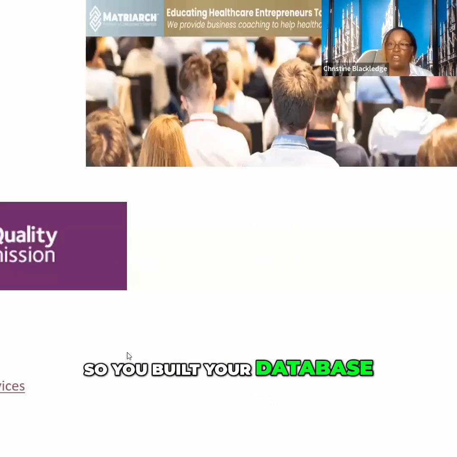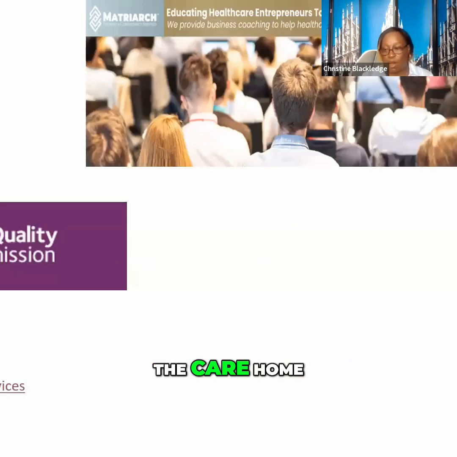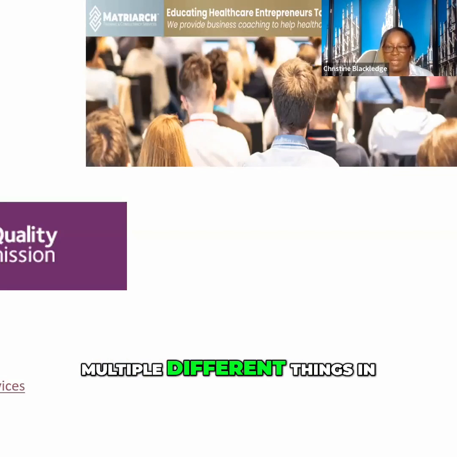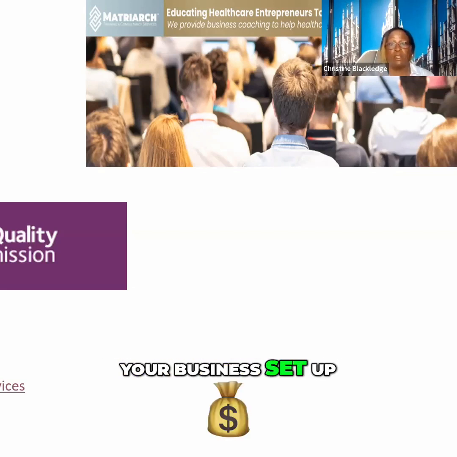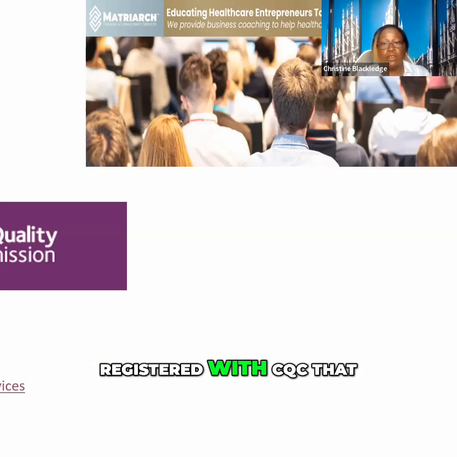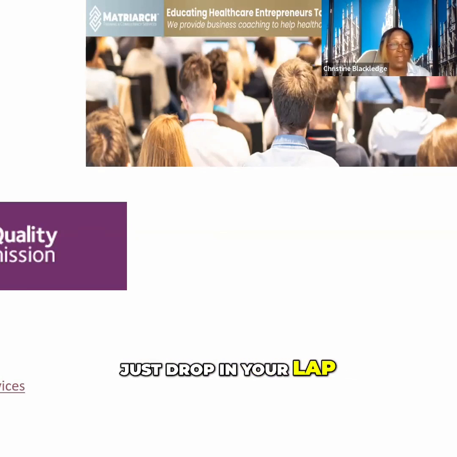So you've built your database, you need to call the care home, for example. And then you also need to keep calling. You've got to do multiple different things in order to create the traction so that you get contracts. You can't just be fixed in one area and expect to get work coming to you. And you can't expect just because you got your business set up or just because you registered with CQC that the work's going to just drop in your lap. That's not going to happen. You have to make that work.